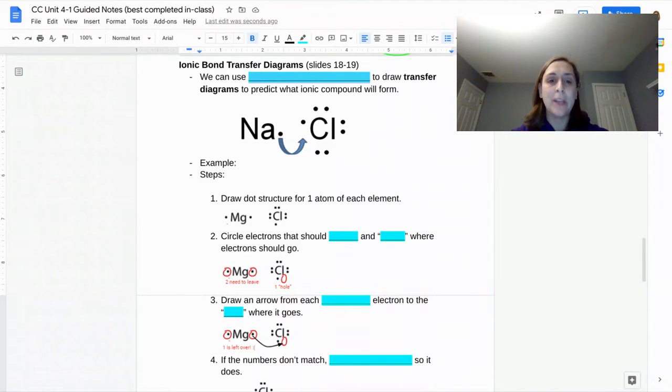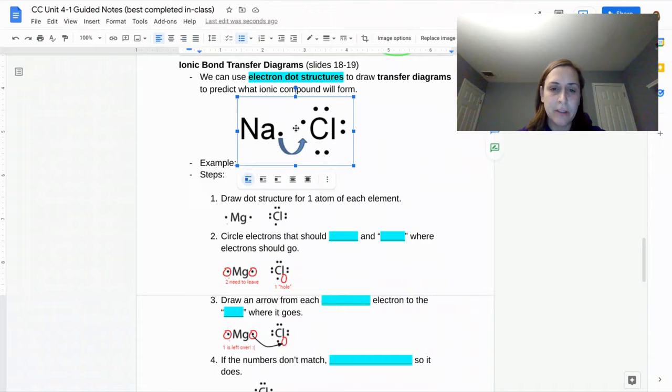We can use electron dot structures. Those are the things we've been practicing in part 1 to draw transfer diagrams to predict what ionic compound will form. Here's an example. You see Na and Cl. There's the dot structure of each, and there's an arrow leading away from the electron on sodium towards the hole or open area that's still available for an electron on chlorine.